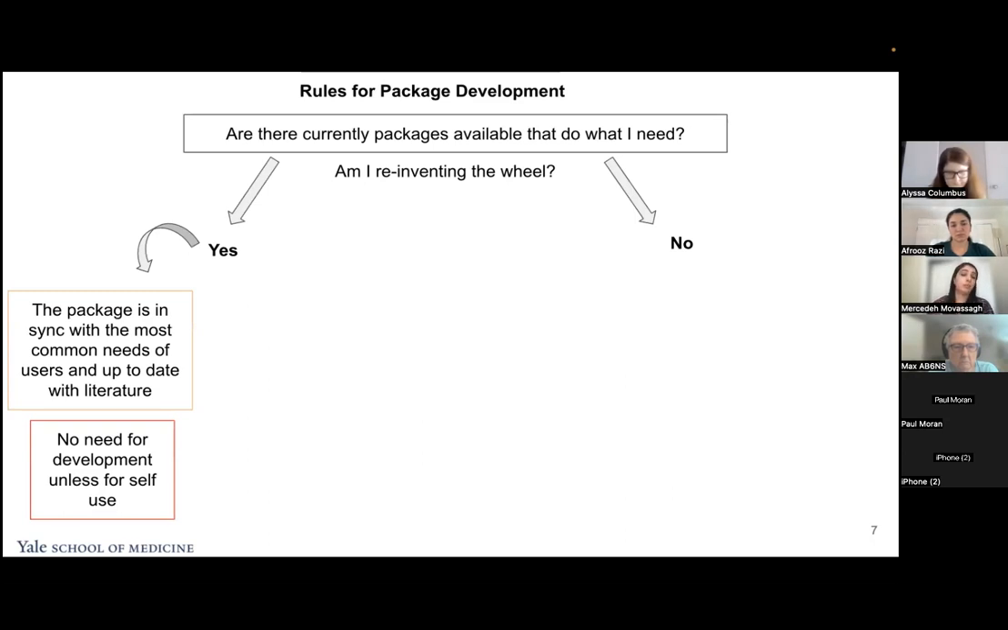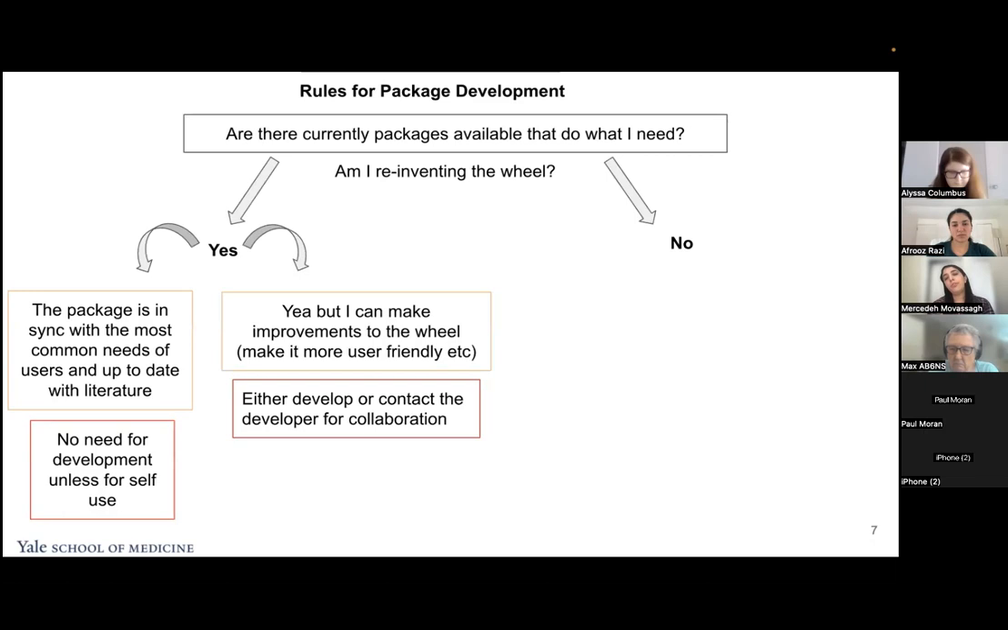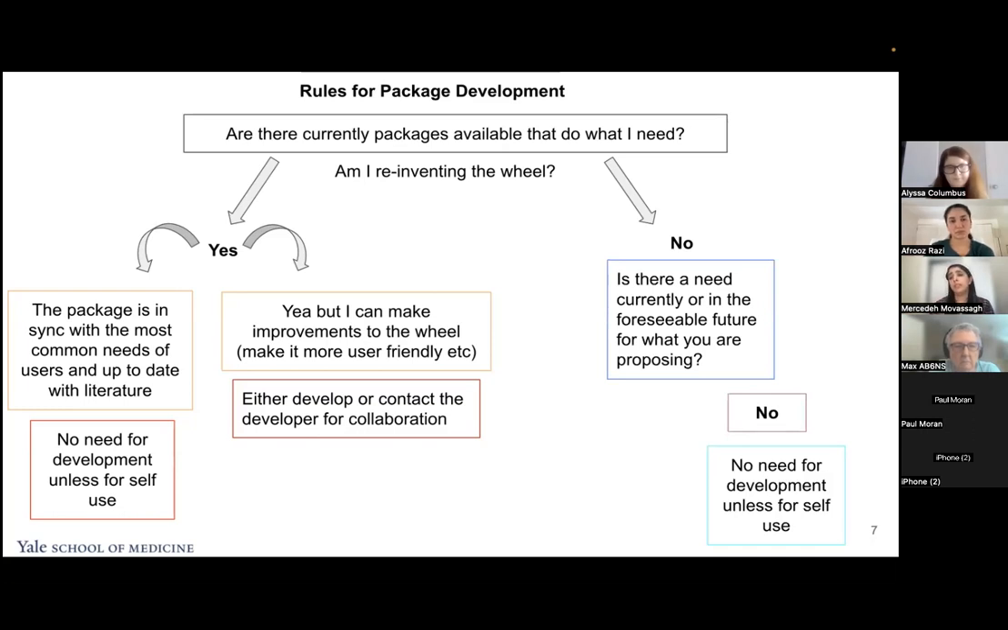So if you said yes, it's up to date and everything, there's really no need to develop a package. However, if there could be improvements made to it, if it could be more user-friendly, that sort of depends. If you can really upgrade and improve the package that is already there, you will help your community, so it's suggested that you do that. And if it's very different from what is there, and you think you can do things in a more user-friendly way, then yes, go ahead and develop. And if your answer is no, really you want to ask again.